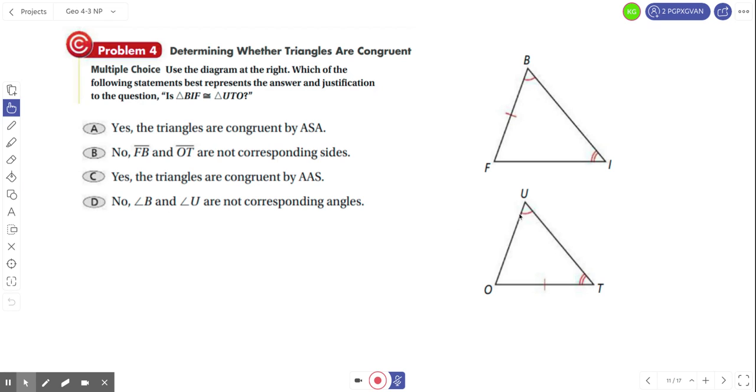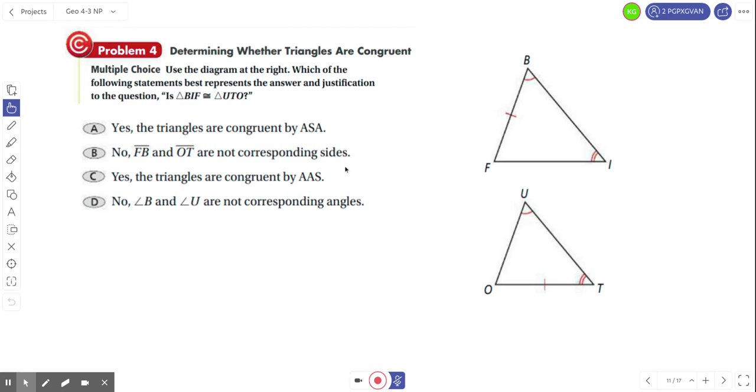So looking at them, we can see that we have two angles that are congruent and two sides that are congruent. So take a minute, pause the video, read through the four options, and make your guess or best answer. All right, do that now. Okay, the correct answer here is B.